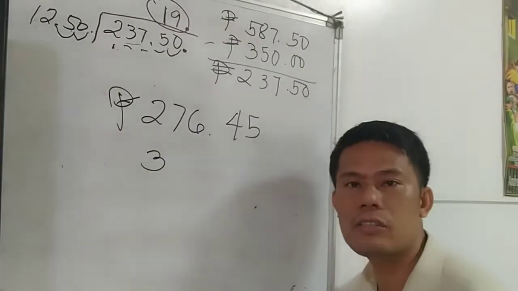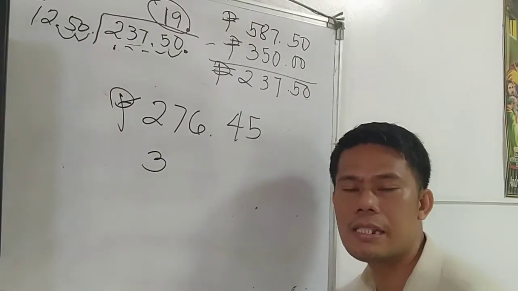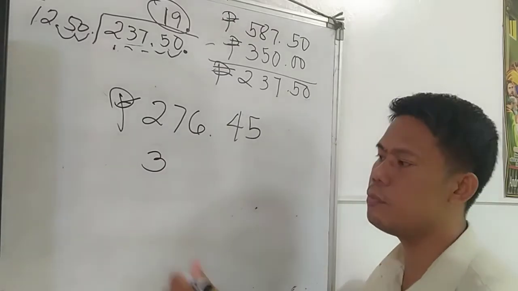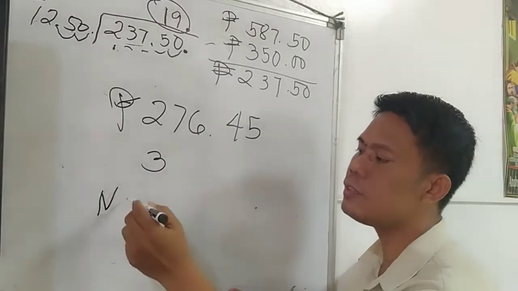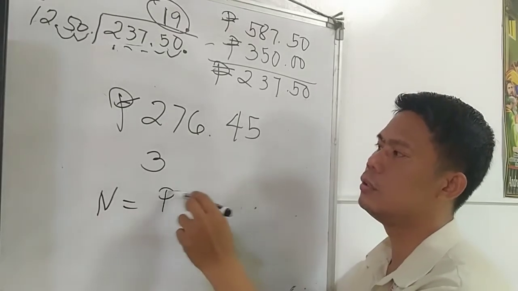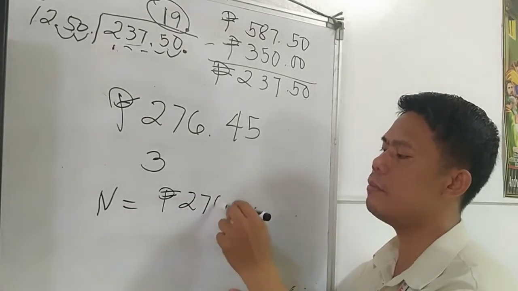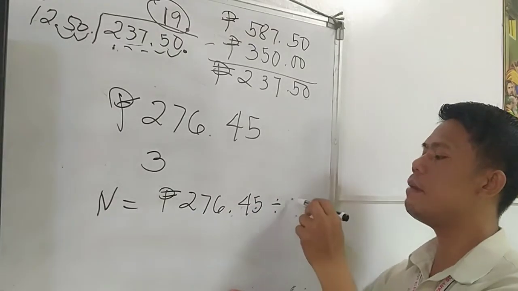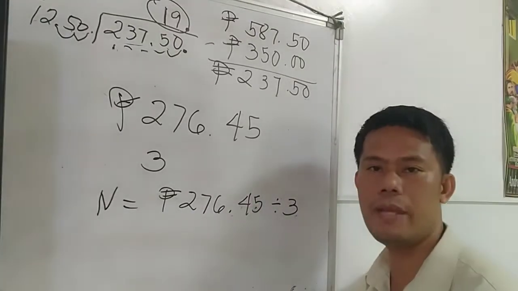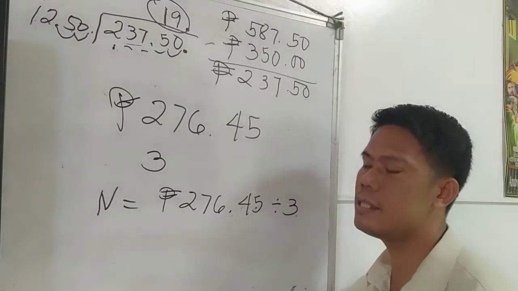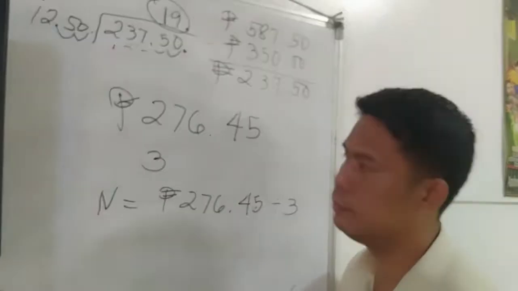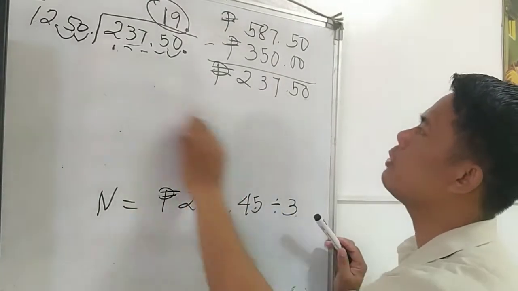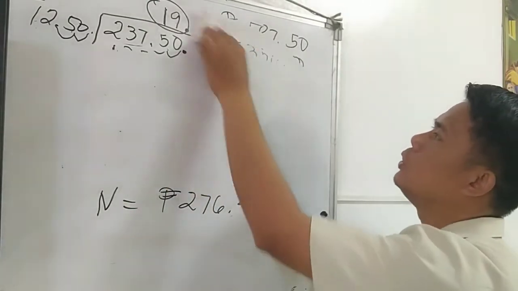Now, we're going to translate our problem into a number sentence. So, the number sentence should be N equals 276 pesos and 45 centavos divided by 3. So, that will be our number sentence. Now, we're going to solve. Can you solve? Alright, you're going to write also your computation in your notebook.